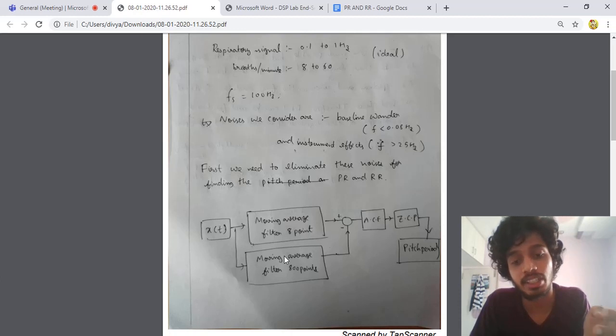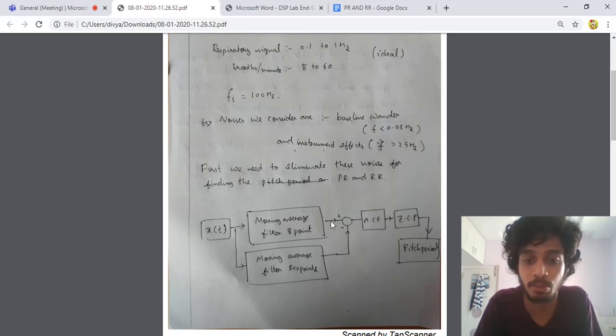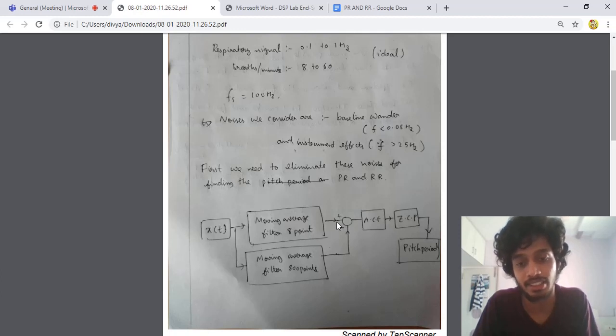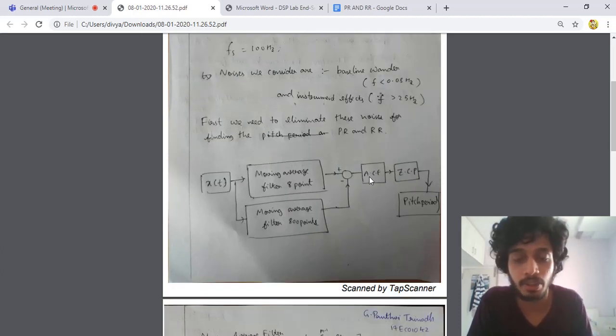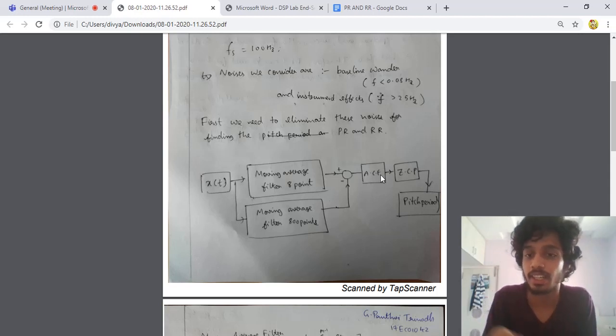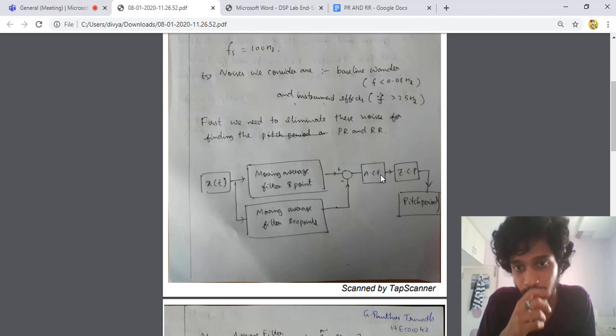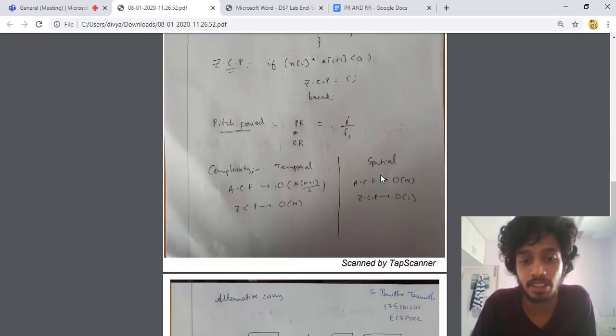This will actually help in eliminating the baseline wander component, as this only passes the baseline component, and if I subtract this from the other moving average filter signal, then I can get the pure signal which is free from these two noises. After this, I will pass this through the autocorrelation function, and from the autocorrelation function I will find the first zero crossing point, and from that we can estimate the pitch period.